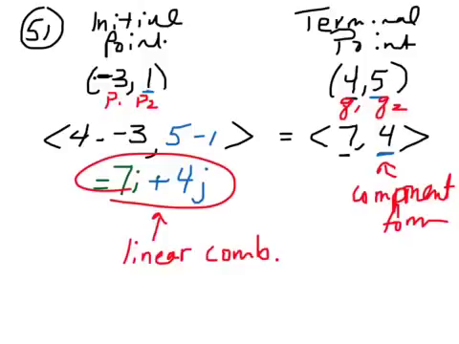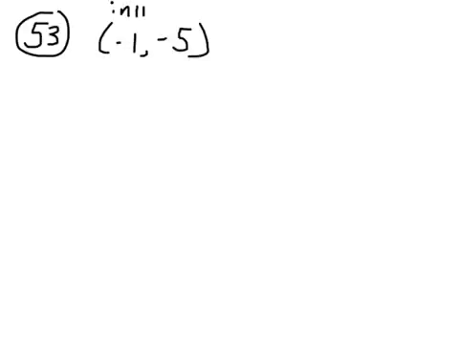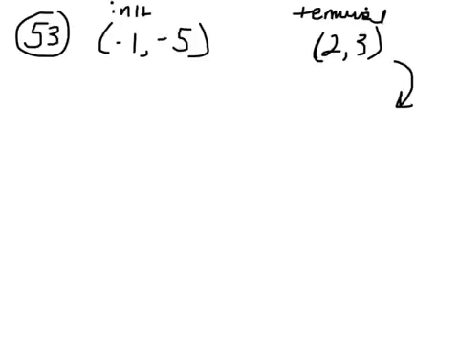Okay, I want y'all to take a minute, and I'll write it up here so you can see it. Your initial point is -1, -5. And your terminal point is 2, 3. And they want you to write it in linear combination form. So pretty much first you have to do that component form first, just to do the subtraction of the x's and the subtraction of the y's so that you could write it that way. So first subtract your x's and y's and get it in component form, and then you can take component form and add in your i's and j's.